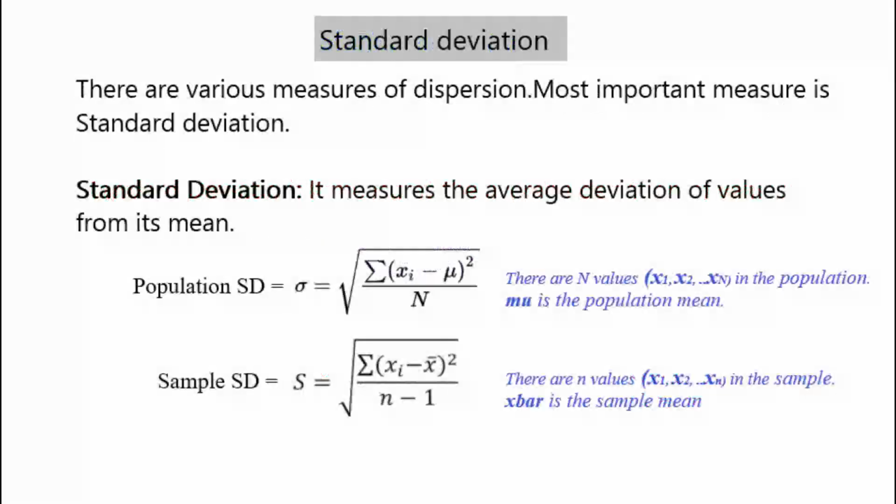There are various measures of dispersion. The most important measure is standard deviation. So, what is standard deviation in simple words? It measures the average deviation of values from their mean.